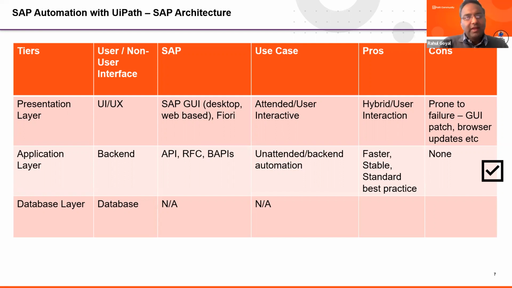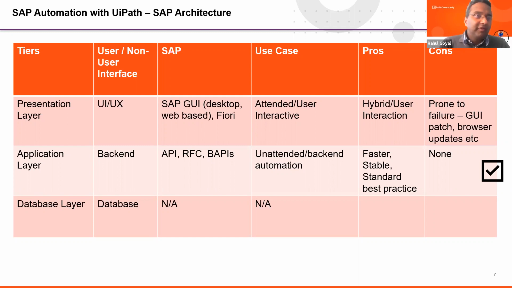The second layer on the SAP side is what we call the application layer, where you can bypass the presentation side and interact directly, more like APIs, a backend kind of interaction, where you can have remote function calls or APIs interacting directly from UiPath to SAP and then do an automation. At least in our company, we use that approach when it comes to unattended automation, where we don't need any user interaction. We typically prefer that type of automation.